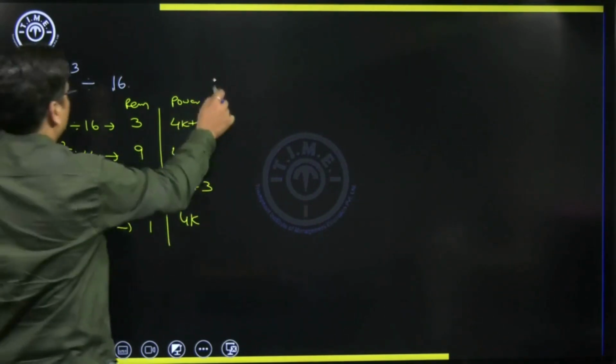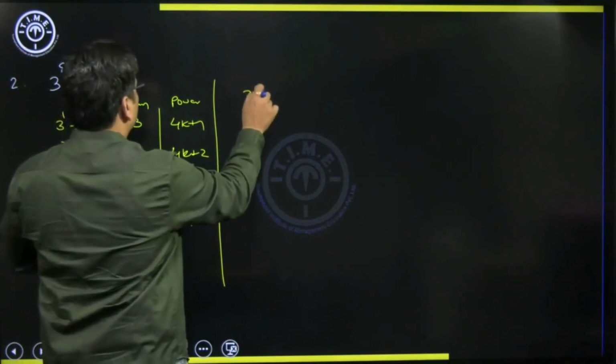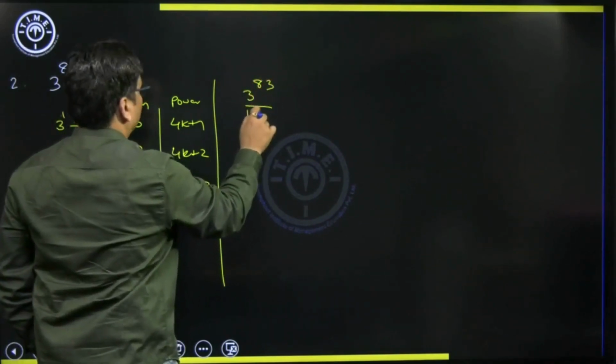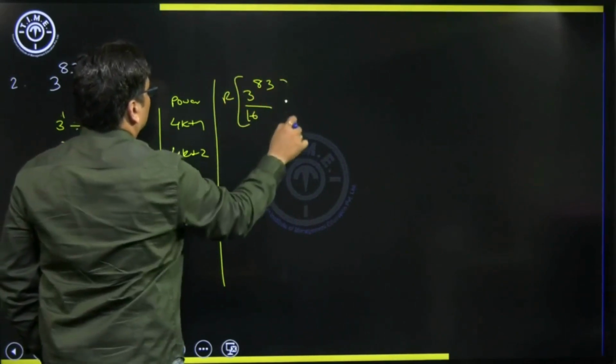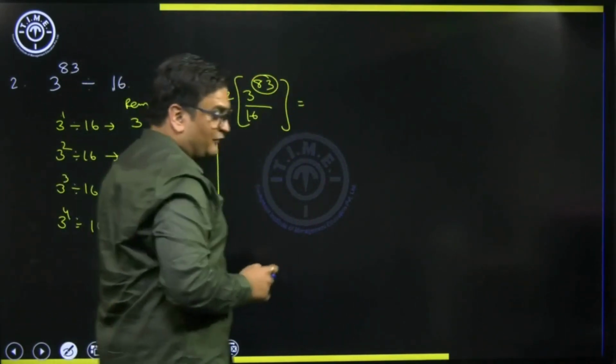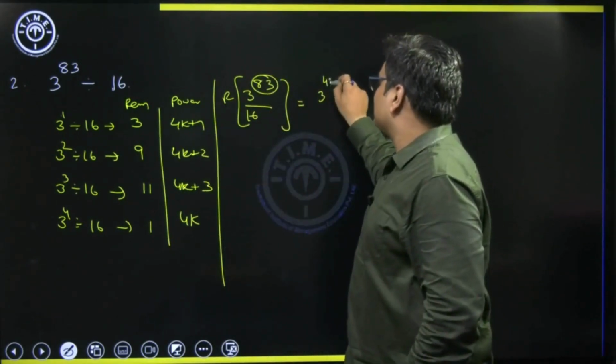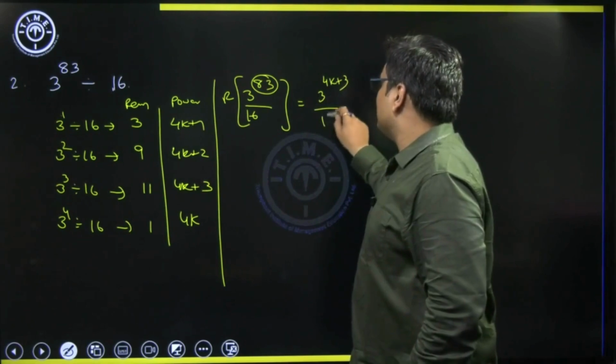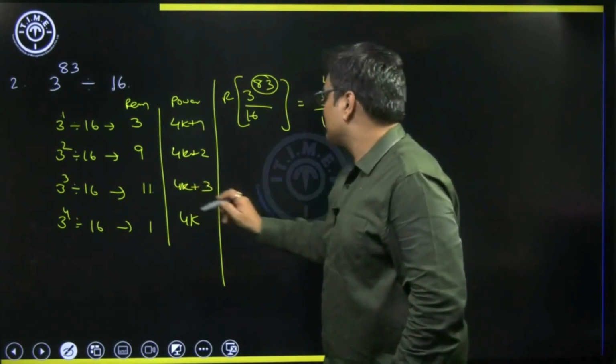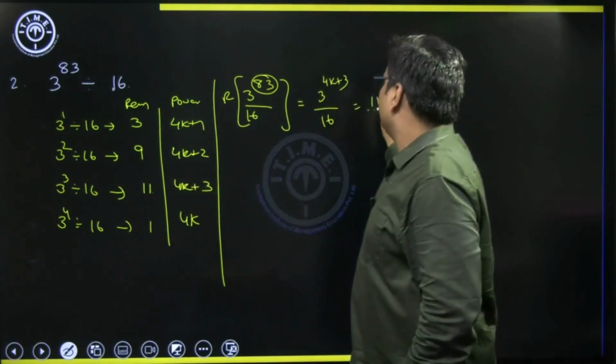And now coming to the question: 3 to the power 83 divided by 16. What is the remainder? Here, can I say the power is of the form 4k plus 3? So, 3 to the power 4k plus 3 divided by 16. If the power is 4k plus 3, the corresponding remainder will be 11. My answer.